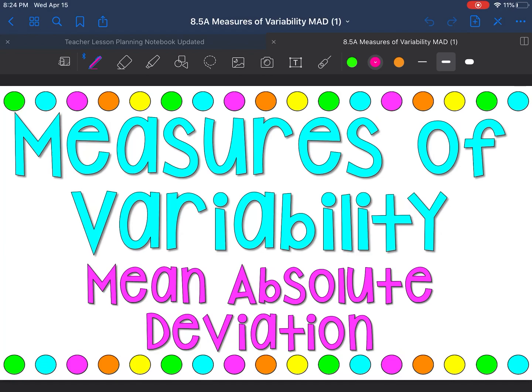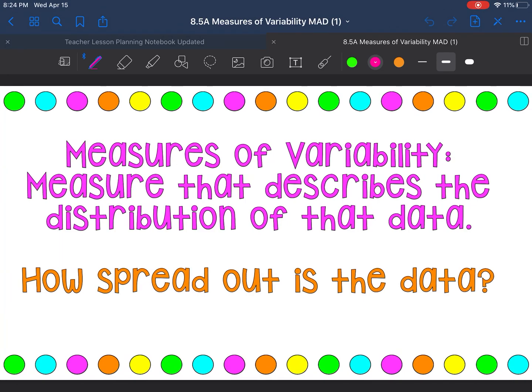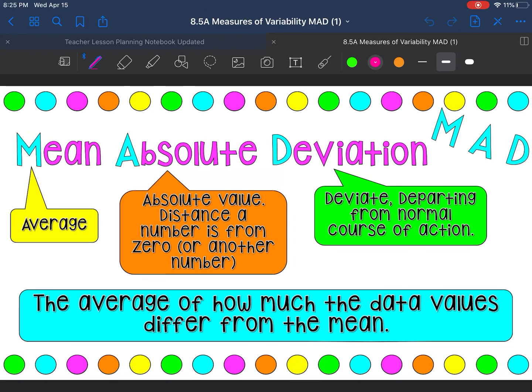All right, so for section 5, we're going to split it into two different sections. Section 5 is called measures of variability. The first measure of variability we're going to talk about is mean absolute deviation. First, what does measures of variability mean? Well, measures of variability are a measure that describe the distribution of that data. Basically, how spread out is the data?